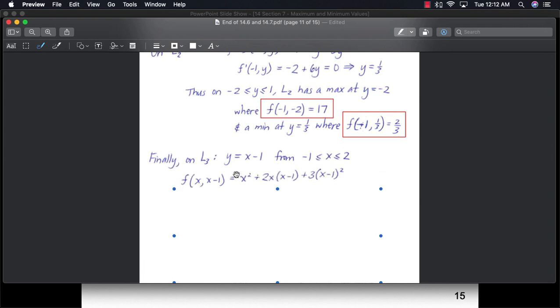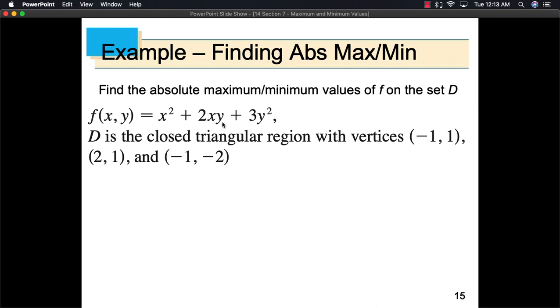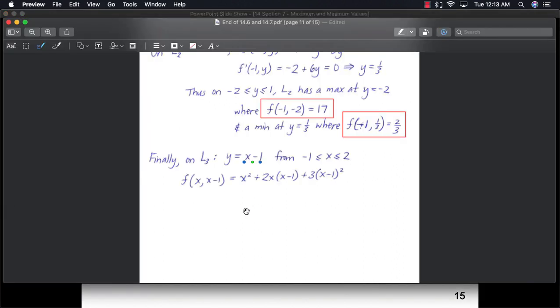So again, we substitute. Wherever we see a y, we substitute x minus 1 into the original function. Just literally plug it in. Everywhere I see a y, I replace it with x minus 1. So you'll have x squared plus 2x times (x minus 1) plus 3 times (x minus 1) quantity squared. Of course, you're going to want to simplify this a bit. There you go. So that's the shape of that curve on that line.